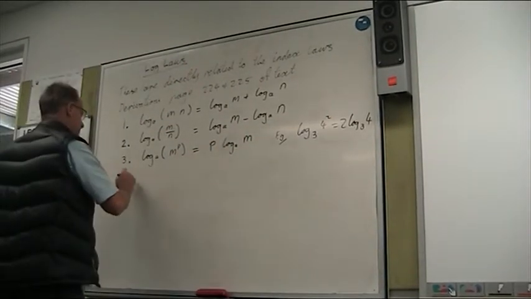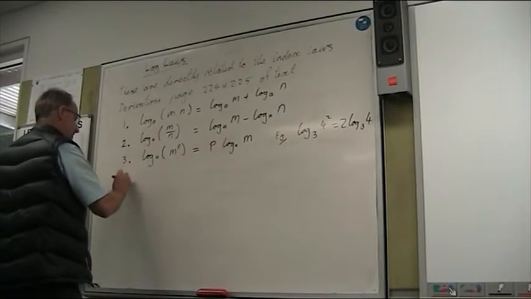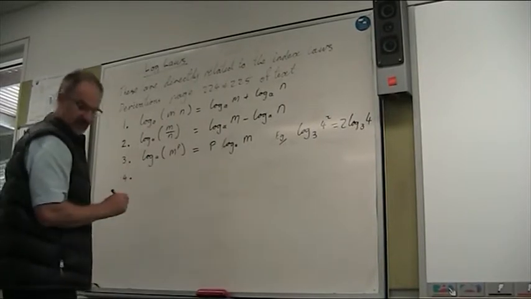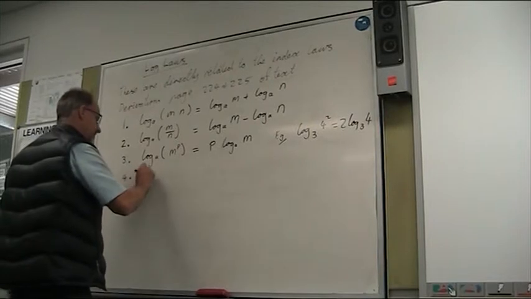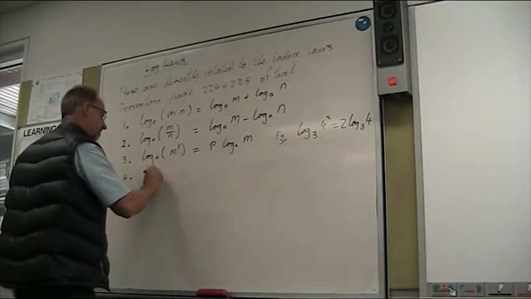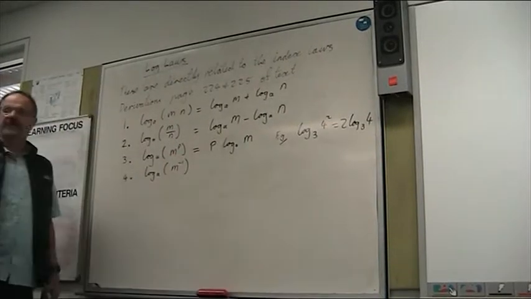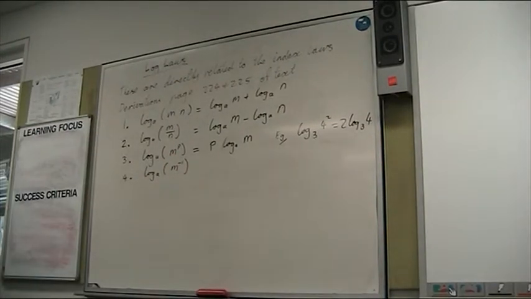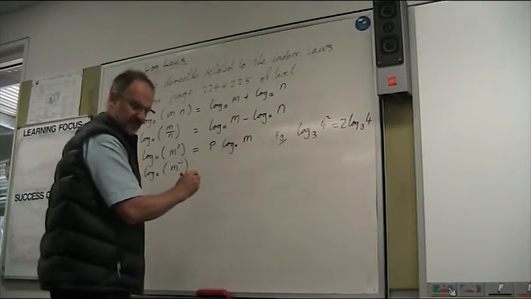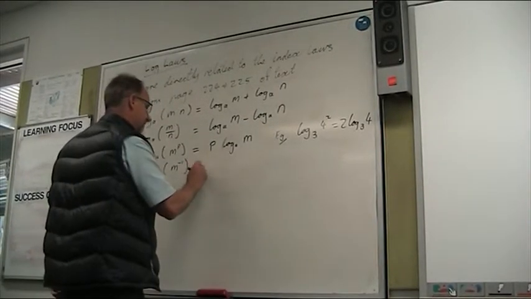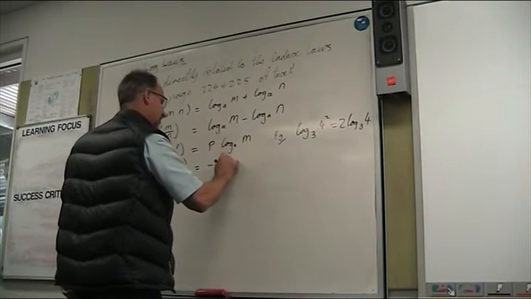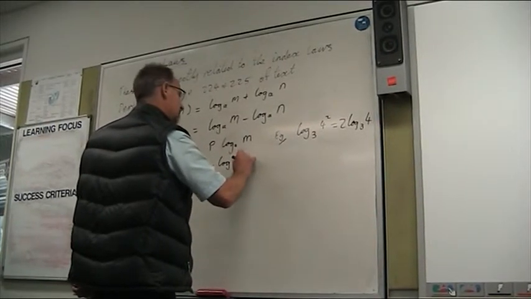If you've got a version of this, if you have something to the power of -1, a negative power, that negative can just come out the front, so it'll be negative log to the base A of M.